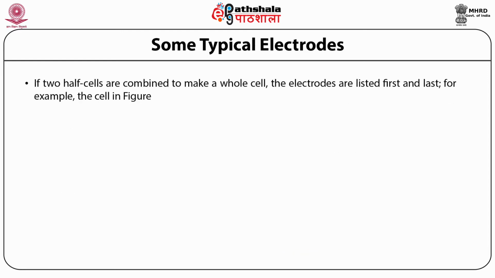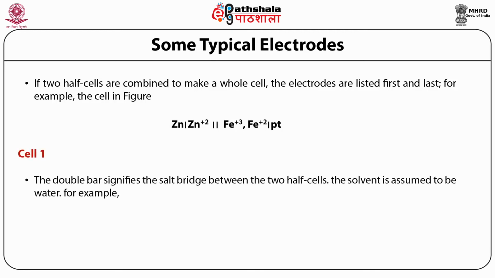Finally, if two half cells are combined to make a whole cell, the electrodes are listed first and last. For example, the cell would be represented as zinc electrode, zinc ion, double bar, iron plus 3 in reference to iron 2, platinum. On both sides are electrodes. On one side it is the working electrode and on the other side it is the reference electrode. The double bar signifies the salt bridge between the two half cells.